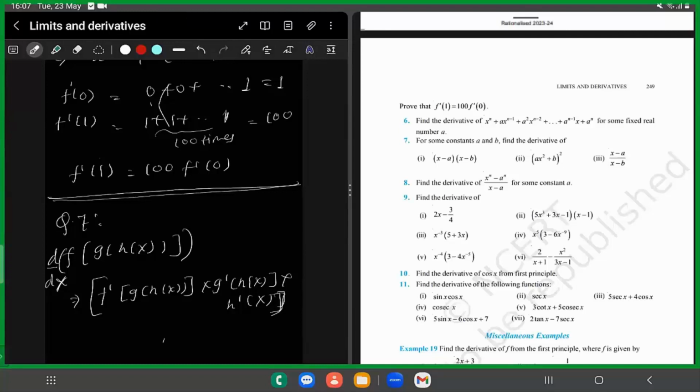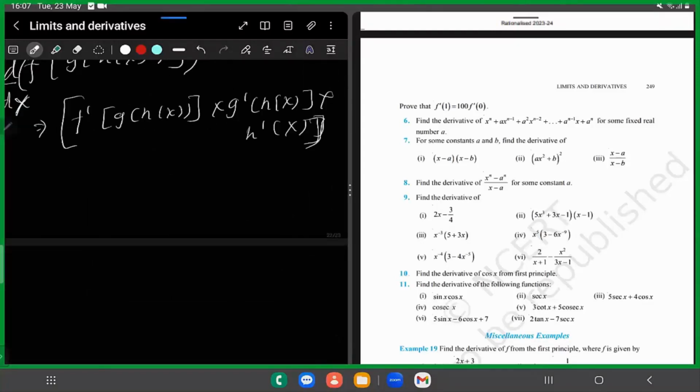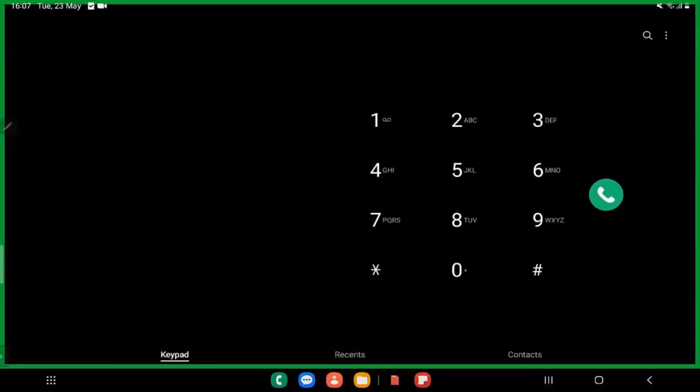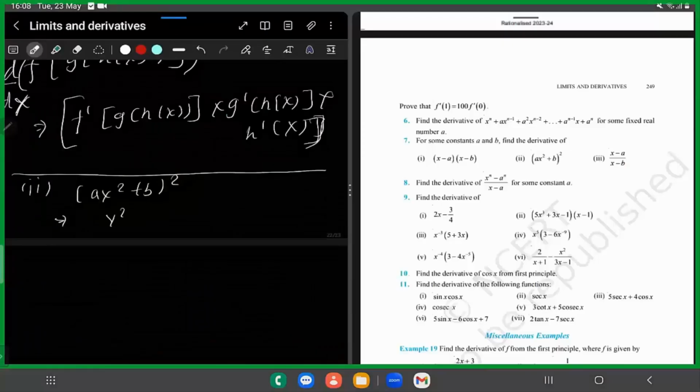You just have to identify the function definition, basically what is contained inside of what function, and after that simply apply the formula. If we see the second question, that will describe it better. Let's say (ax^2 + b)^2. If we see this function, this is somewhat like y^2, some function of y where y is equal to ax^2 + b.